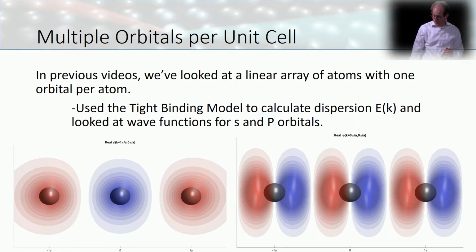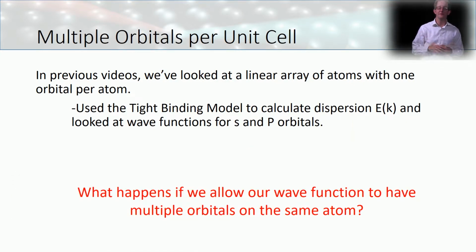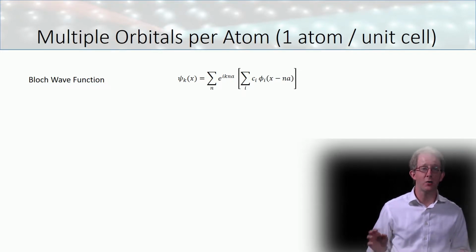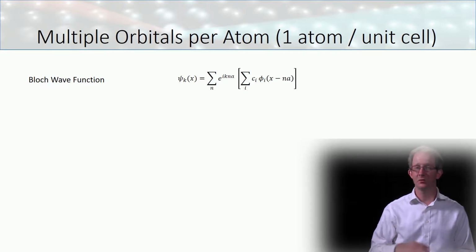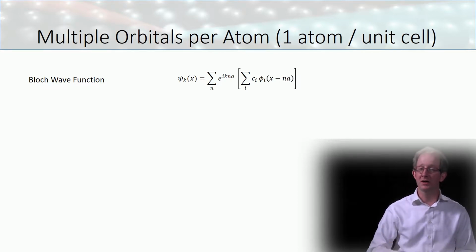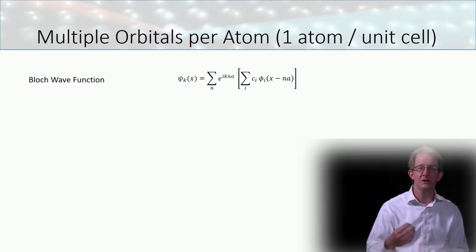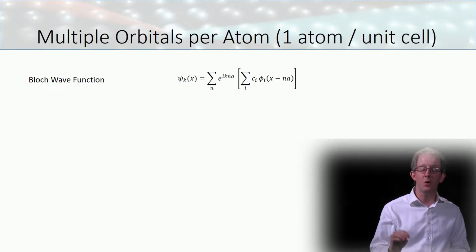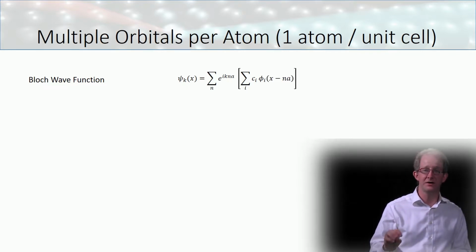Okay? But our question for today is, what happens if we allow our wave function to comprise multiple orbitals on each atom? Well, the answer to that is we're still going to need a Bloch wave function. This is a wave function that's going to obey Bloch's theorem by construction. And so we're going to have our wave function psi of x still parameterized by some wave vector k. It's going to look like a plane wave, e to the i k x, times a sum of orbitals all centered at the same spot in the Brillouin zone.